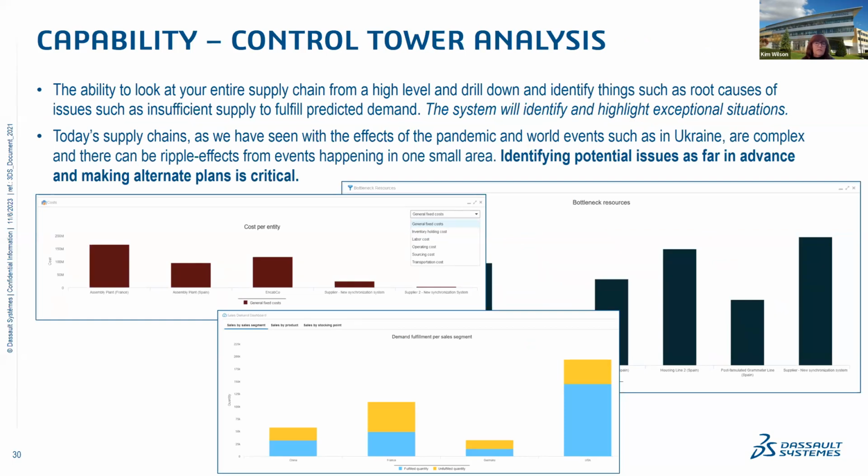The system is going to identify and highlight exceptional situations, and you're going to have the ability to identify potential issues within the plan as far in advance as possible. And that in and of itself is going to help you develop an alternative plan much faster. And you're going to be able to address disruptions much quicker by having this visibility.